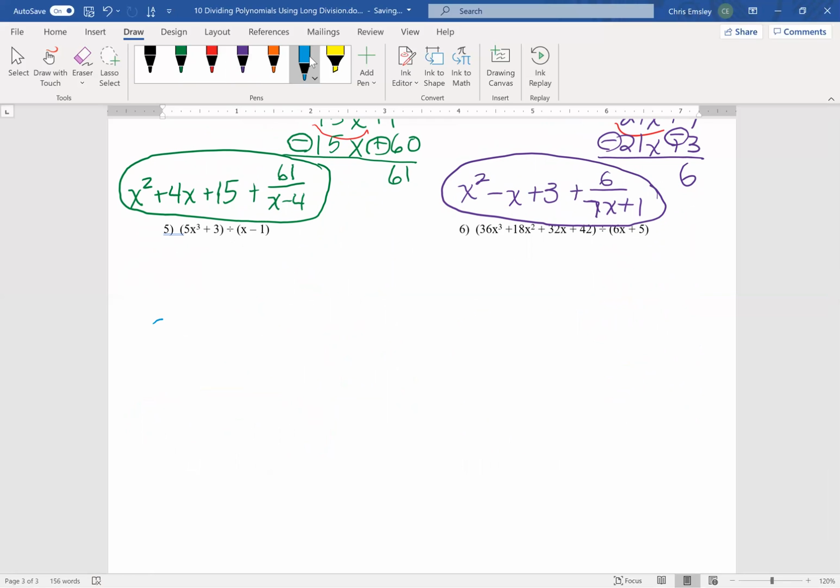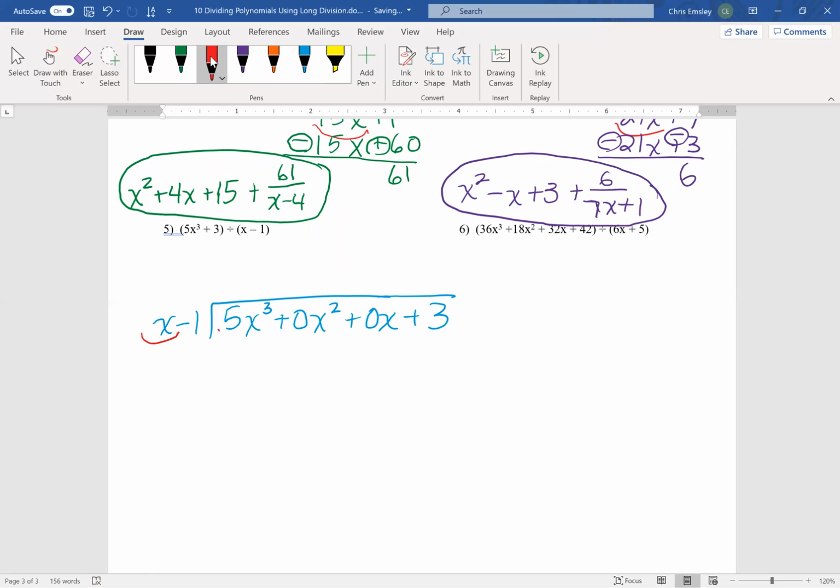For number 5, we have x minus 1 as our divisor, and we are going into 5x cubed. Now be careful here. We are missing the x squared term, and we're missing the x term, and then we have a constant of 3. So we need 2 placeholders in that one. So that's the tricky part. Make sure you set it up correctly. Then from there, it's the same as all the last examples.